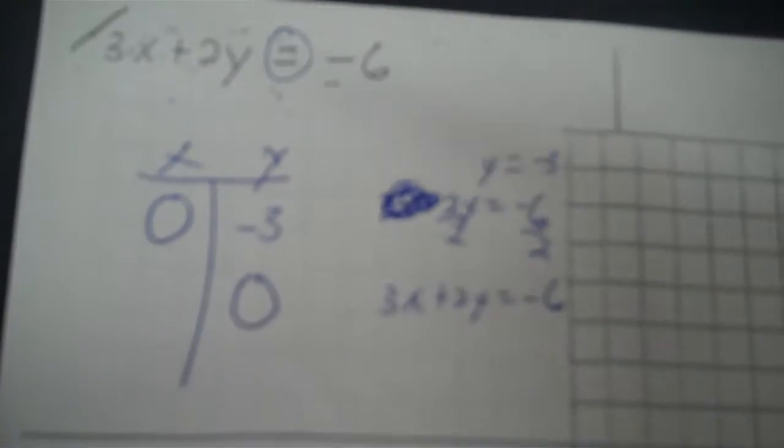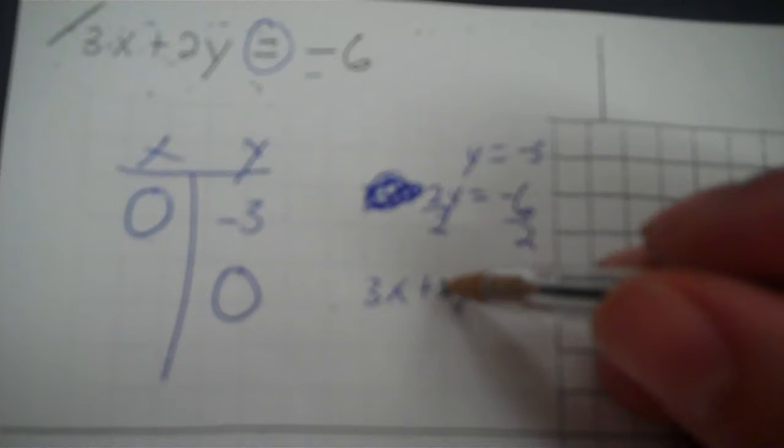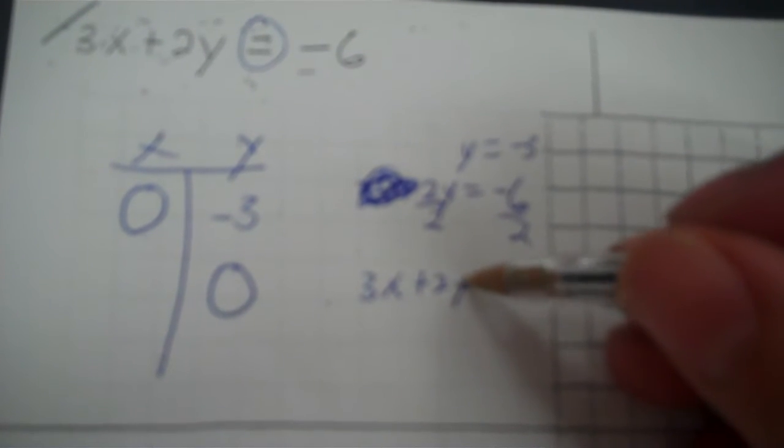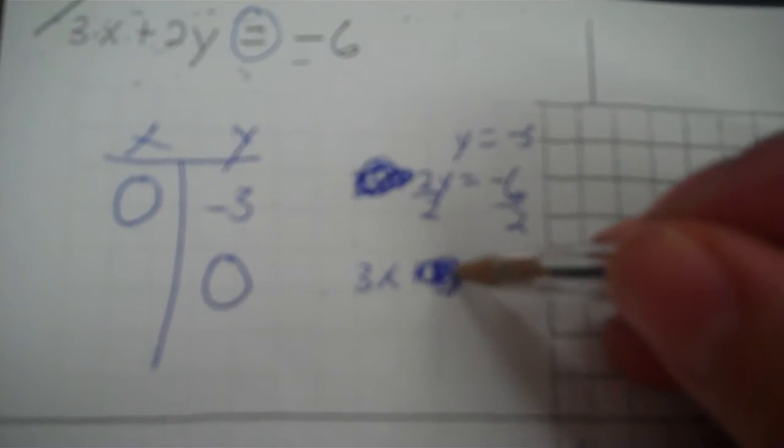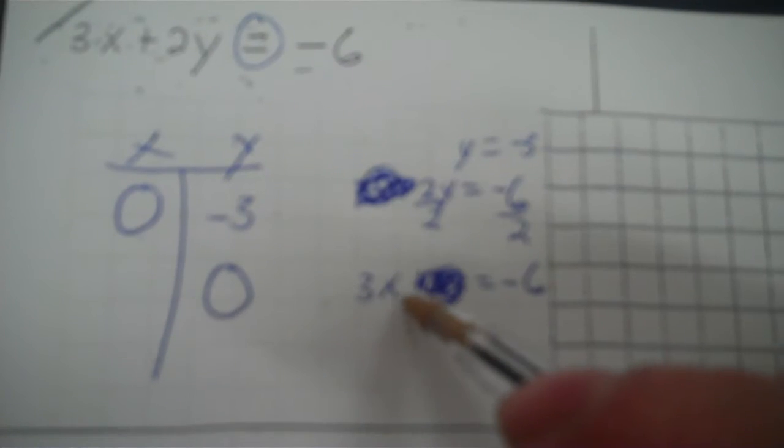Now if y is 0, we go here. What's 2 times 0? 0. So let's get rid of that now. So 3 times x equals negative 6, so I divide by 3. Negative 6 divided by 3 is negative 2.